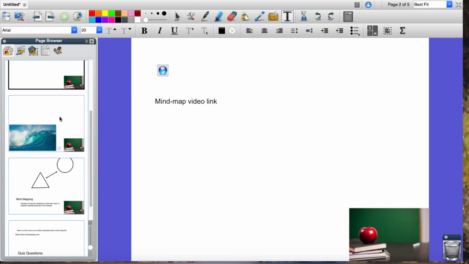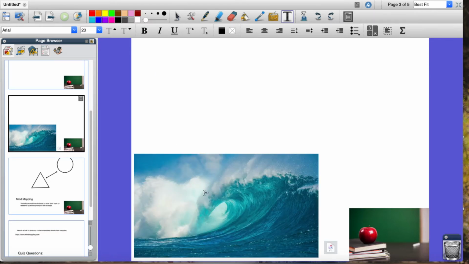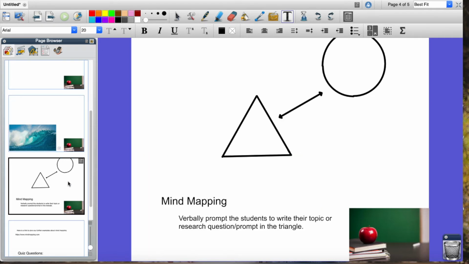Then on slide 3, you're going to see a picture of a wave or an ocean, and also a little icon next to it, and that's the music. It's going to play ocean sounds throughout. This way, when they're brainstorming ideas for their mind map, it will be about the ocean, so I'll get them in that idea. Then here is the shape.